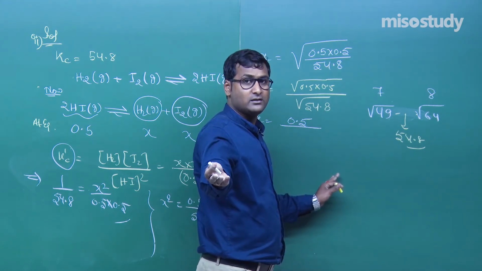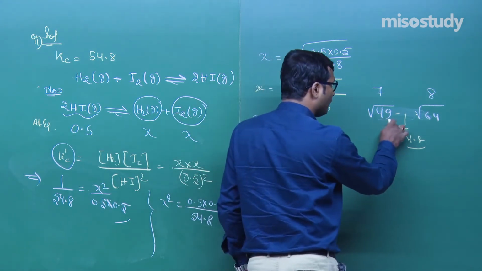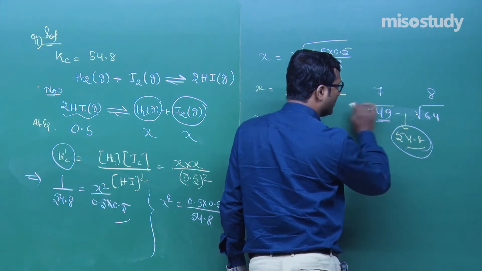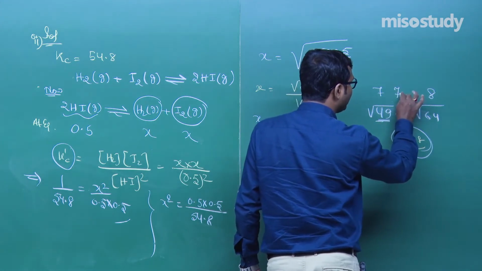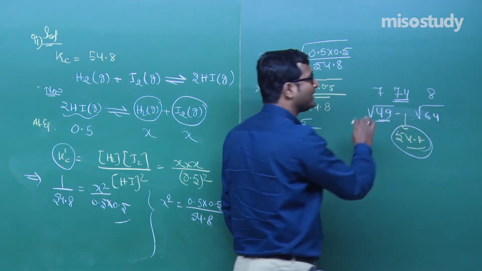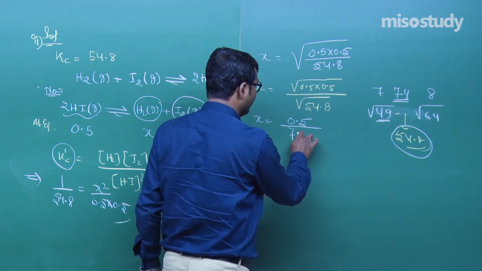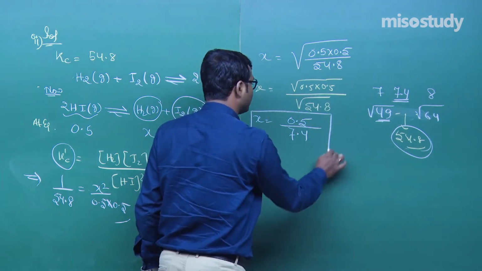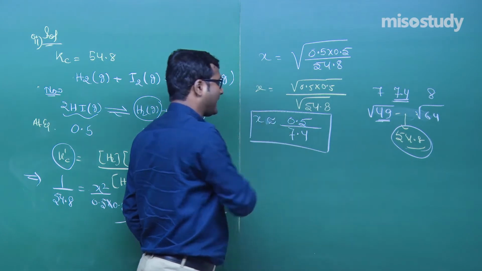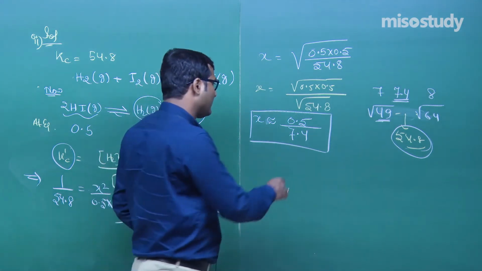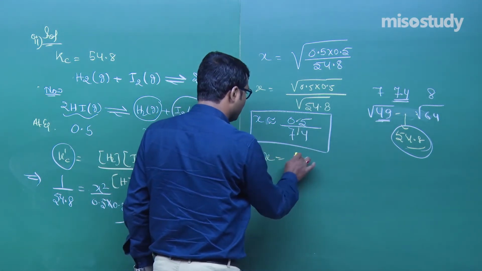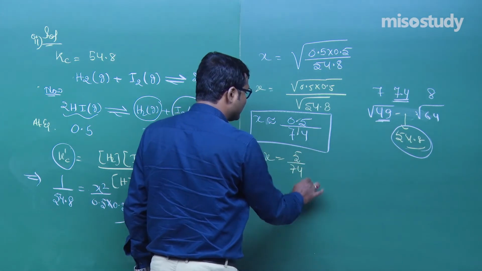You can calculate this at home, but the value lies between 49 and 54, around 73.35. You can put this value, the approximation, as the value of x. Am I right? Yes sir, you are absolutely right. So x is equal to 5 upon 74.